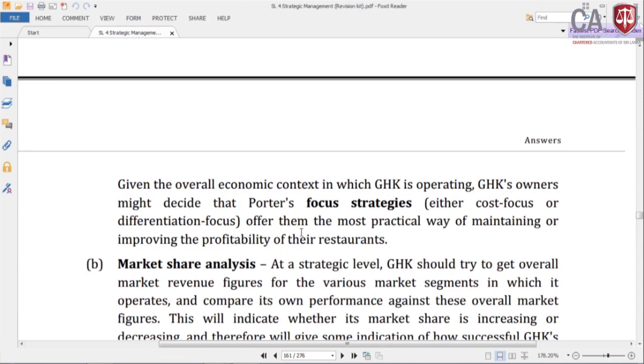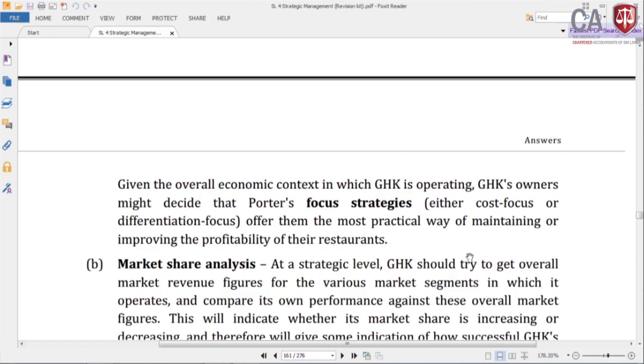Given the overall economic context in which GHK is operating, GHK's owners might decide that Porter's focus strategies offer them the most practical way of maintaining or improving the profitability of their restaurants. They may think focus is the best strategy, by using either cost focus or differentiation focus. So, with that we can complete the answer for part A.